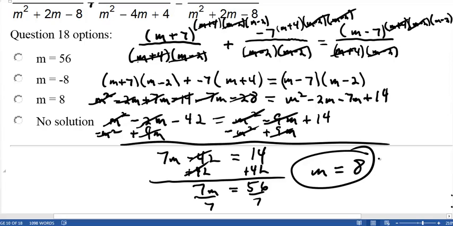You need to make sure that this doesn't make any of the denominators equal to 0. So since our original denominators were m + 4, m − 2, and m − 2, m − 2, and m + 4, m − 2, this solution, m = 8, fits within our domain.